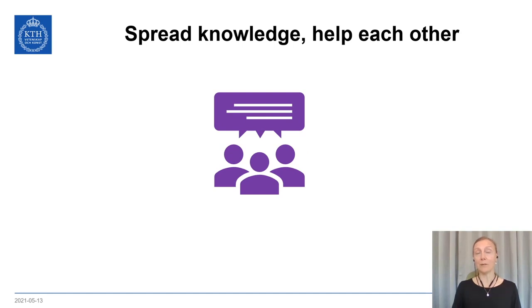Another way of making a workplace accessible digitally is to actually spread the knowledge and to help each other, because there are still a lot of people who don't know how to provide digitally accessible documents, for example, but many of the systems we use have features in them, so you can check the accessibility. But if you don't know how to do it, and if you don't know that you're supposed to do it, then it's kind of hard to actually manage to do it.